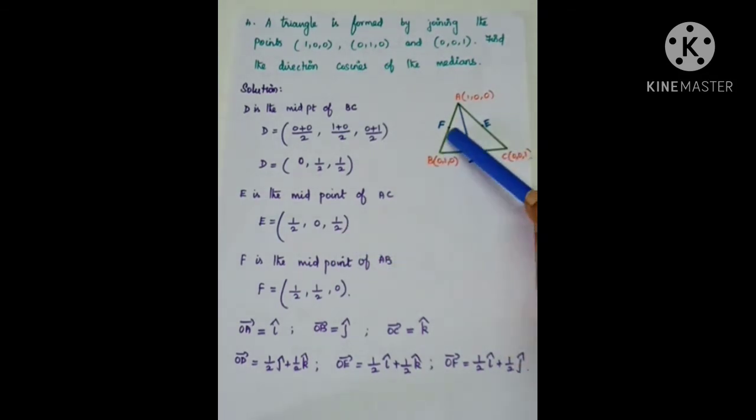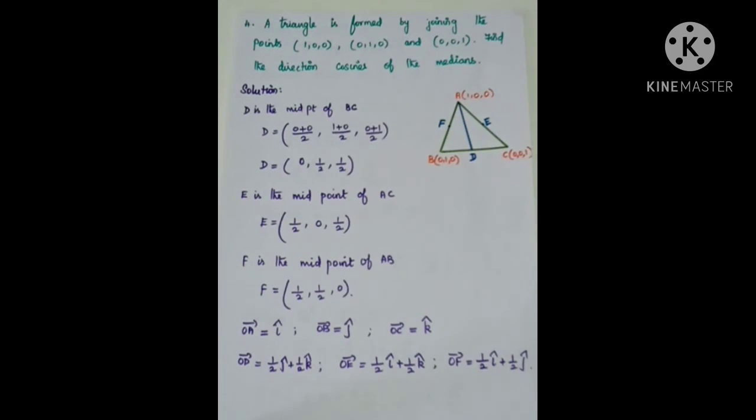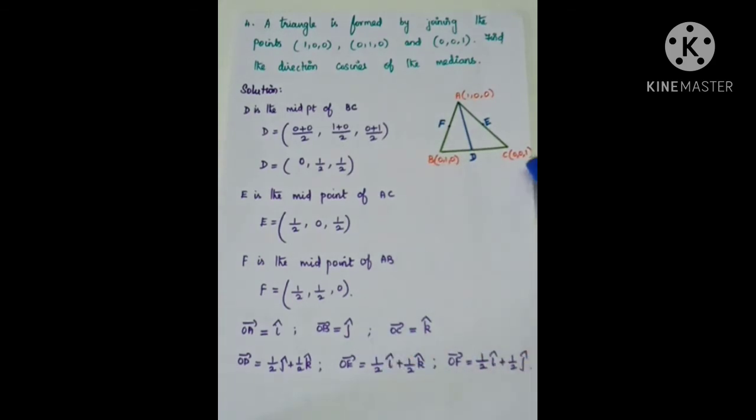Similarly, F is the midpoint of AB. So you have to use the midpoint formula for A and B. You will get F as 1 by 2, 1 by 2, 0. Okay. If you have the points, you can write the position vectors. So OA vector is only 1, 0, 0, therefore i cap. And OB vector as j cap and OC vector as k cap.